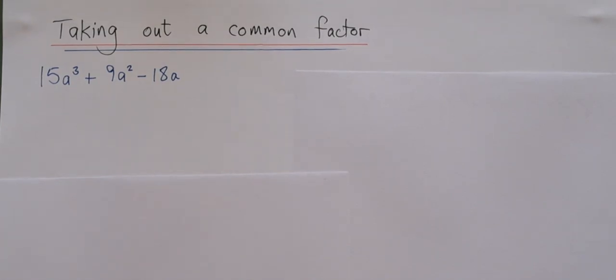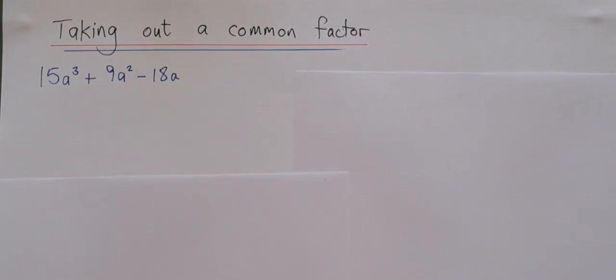Good morning. Today we're going to start a series on factorization, and the simplest form of factorization is taking out a common factor, which we're going to look at today. When you're taking out a common factor, it doesn't matter how many terms you have in the algebraic expression. What you're looking for is something common to every single term.